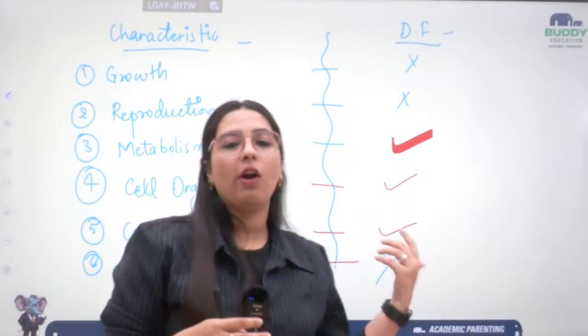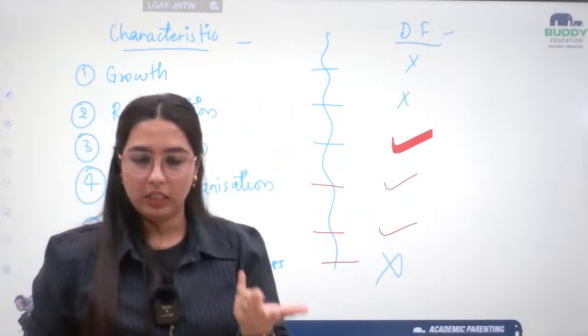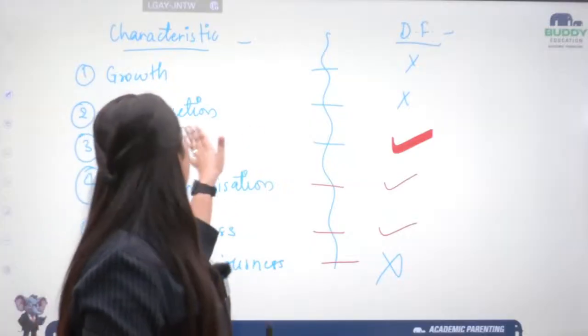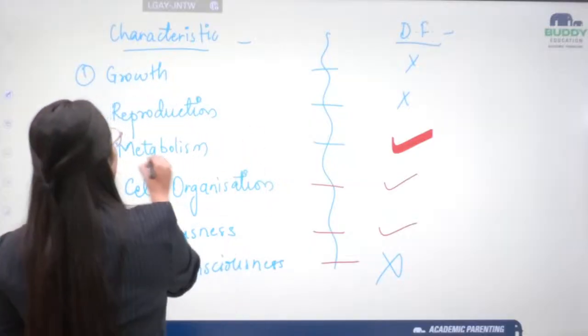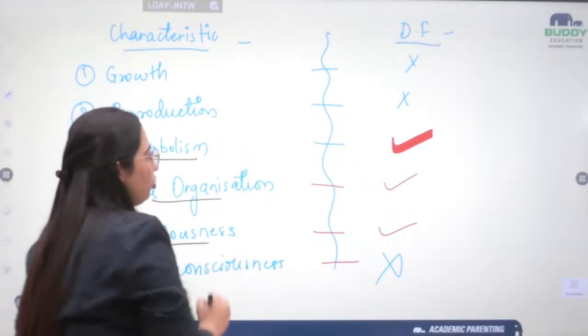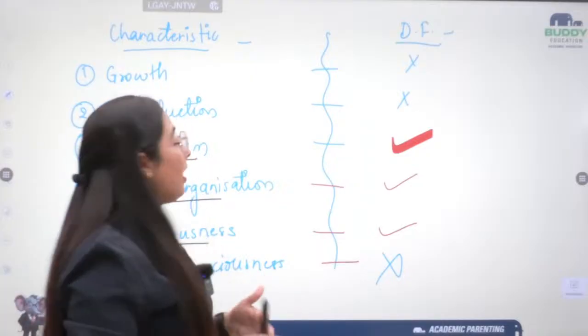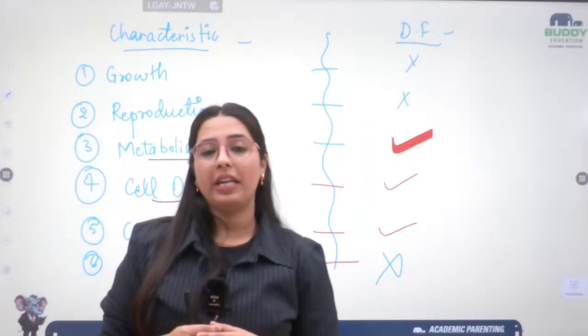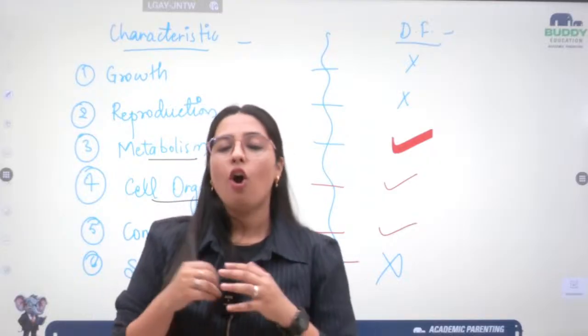Out of these, we have 3 defining features, that is metabolism, cell organization, and consciousness. These should be there 100%. These are the defining features of any living organism.